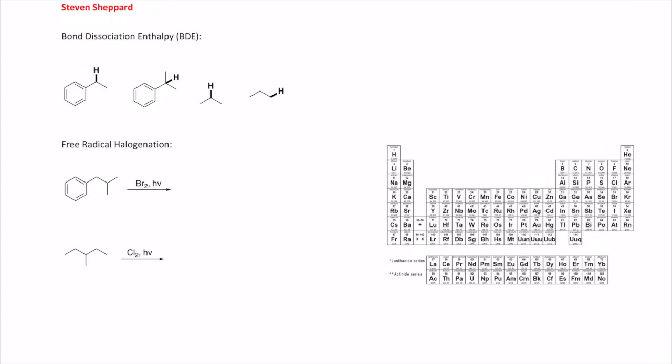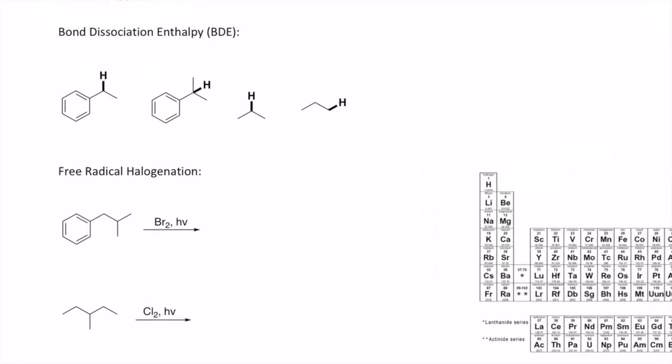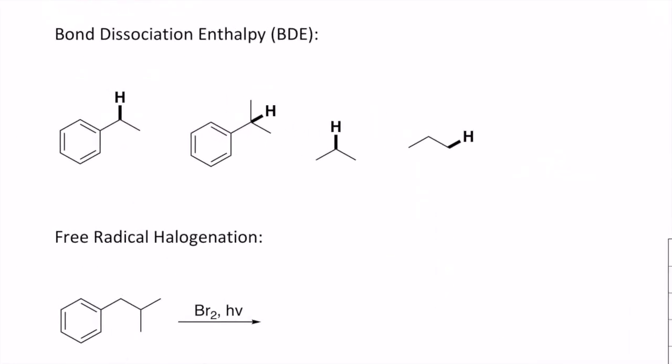So the first thing in this chapter that we're going to talk about is bond dissociation enthalpy. Bond dissociation enthalpy is basically just a measure of bond strength, and that also refers to the amount of energy required to homolytically cleave a bond. The term homolytically cleave means to break a bond where two fragments are generated, and each one of those fragments will retain one of those electrons in that bond.